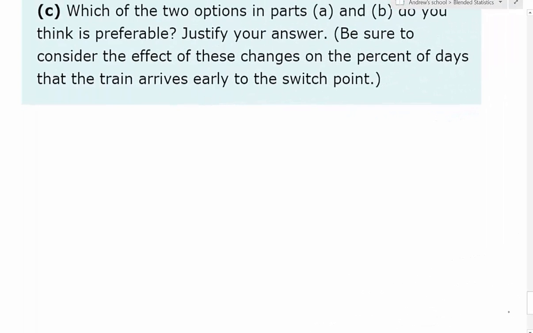Part C asks us to consider which of these two options is preferable, and it gives us a clue that we should consider the effect on the probability of arriving too early. So the probability of arriving too early is the probability that the adhesion is bigger than 0.5.